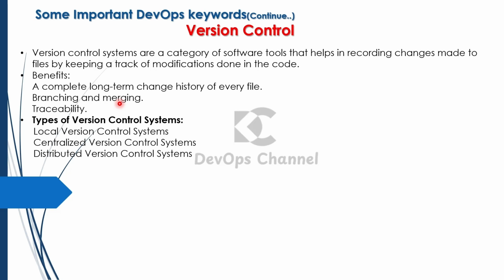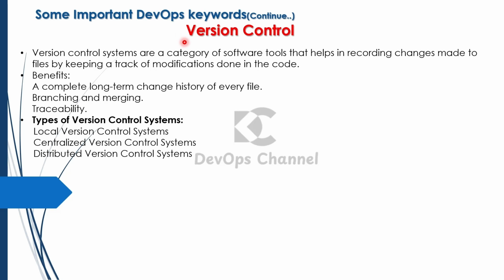If there is any conflict, they will resolve it by talking to each other, and then add it to the mainline. The next one is traceability. It keeps track of every change done, by which author and when. So these are the main three benefits of version control, and version control is not only used in DevOps, it is used in every development environment in the IT world.